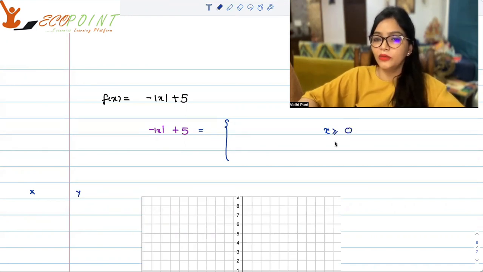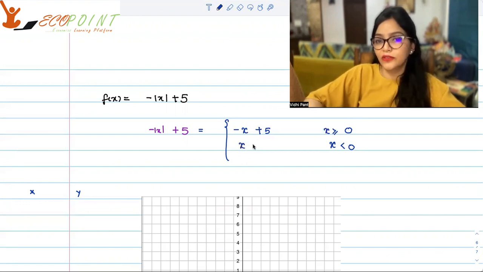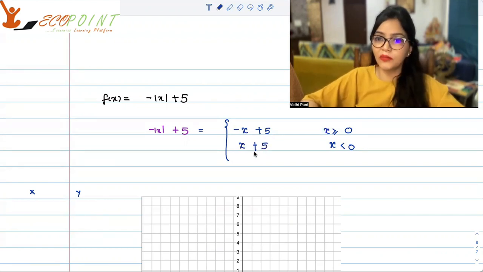x could be greater than or equal to 0 or x could be less than 0. We just understood that minus of modulus of x will behave in the opposite manner. So outside the minus of modulus of x, this time you will have minus of x. Plus 5 stays as it is. When x is less than 0, minus of minus x gives you just x. So the function is x plus 5. So when you take a positive number, the function is minus x plus 5. And when you take a negative number, the function is x plus 5.